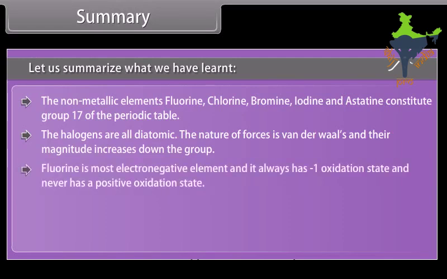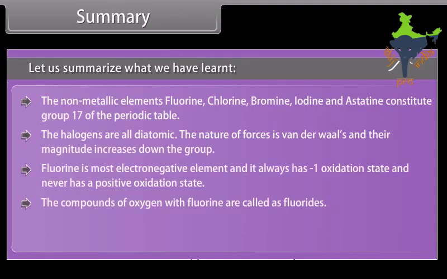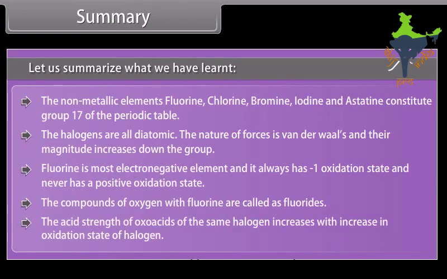Fluorine is the most electronegative element and it always has a -1 oxidation state and never has a positive oxidation state. The compounds of oxygen with fluorine are called fluorides. The acid strength of oxoacids of the same halogen increases with increase in oxidation state of halogen.